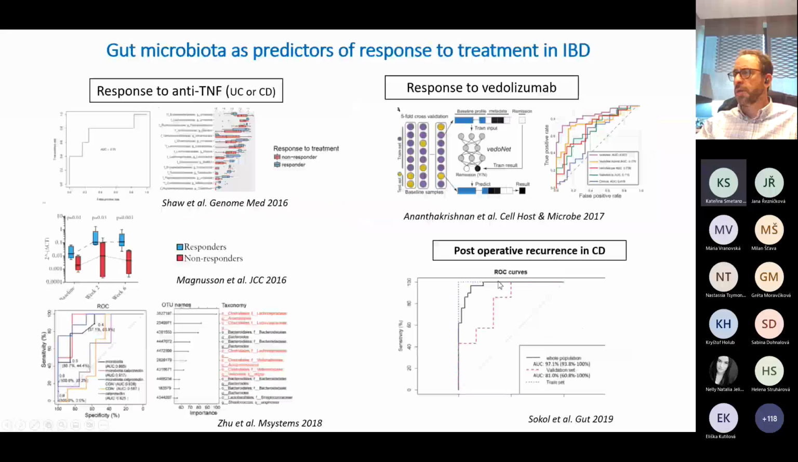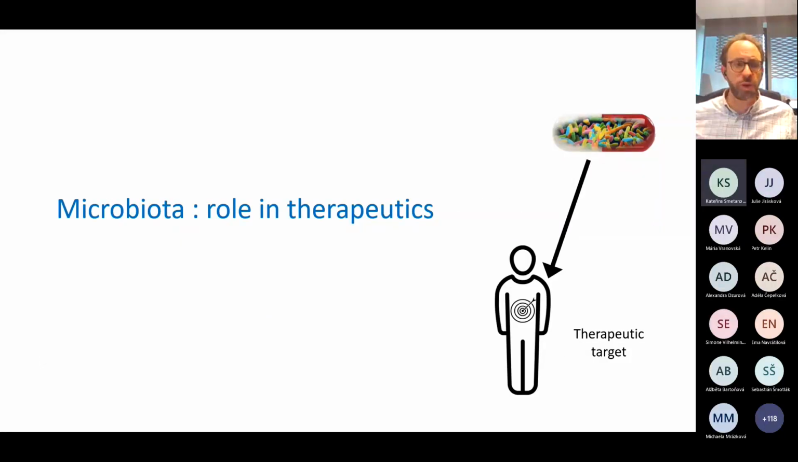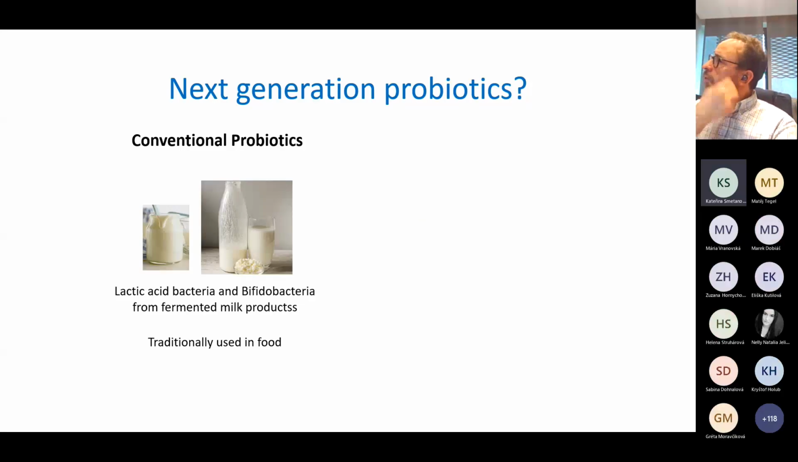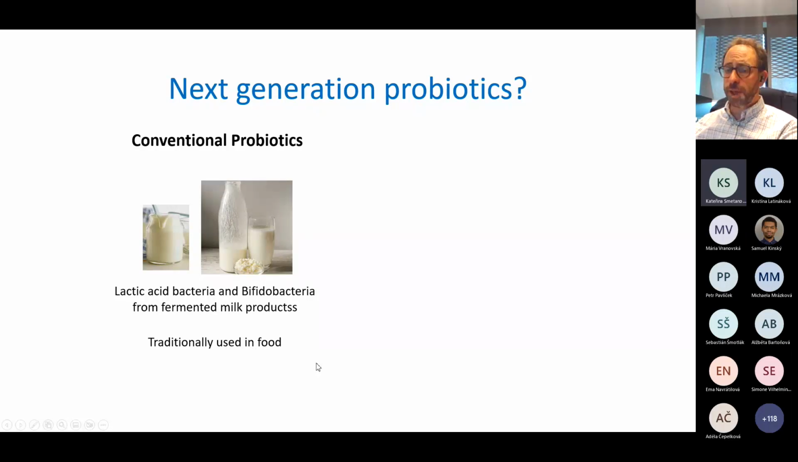Okay. So maybe just one word about potential use of the microbiome as treatment. So you probably know about probiotics, conventional probiotics, which are mostly obtained from lactic acid bacteria and bifidobacteria from fermented milk products. These bacteria are traditionally used in food. So these are conventional probiotics.